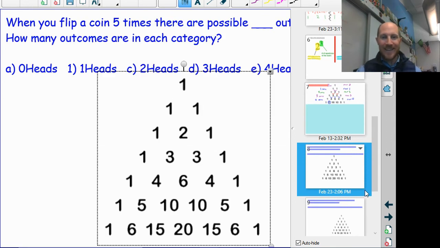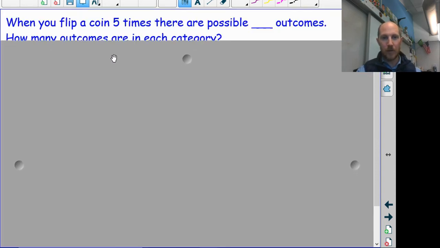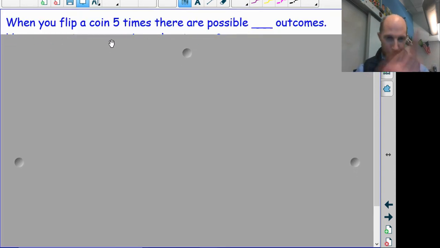All right, so if you had a copy of Pascal's triangle, which you should have and keep in your notebook, then we can answer questions like this. When you flip a coin 5 times, there are a possible blank number of outcomes. All right, well, before we get to Pascal's triangle, let's figure this out. If you flip a coin 5 times, how many possible outcomes are there?